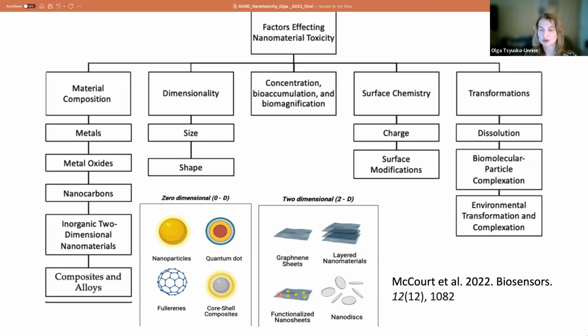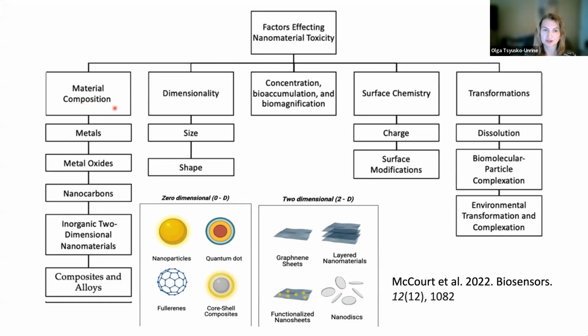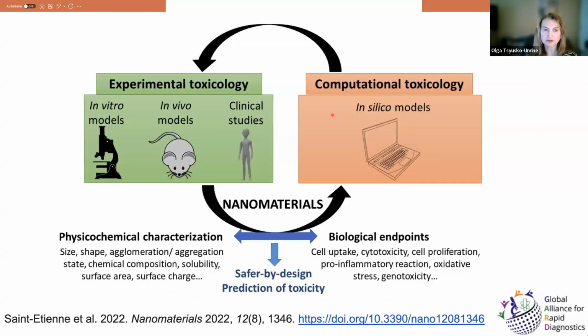So all of that makes it really complicated to evaluate those potential risks if we need to consider everything, right? Material composition, dimensionality, concentration, and so on. So what is the best approach to really do it?